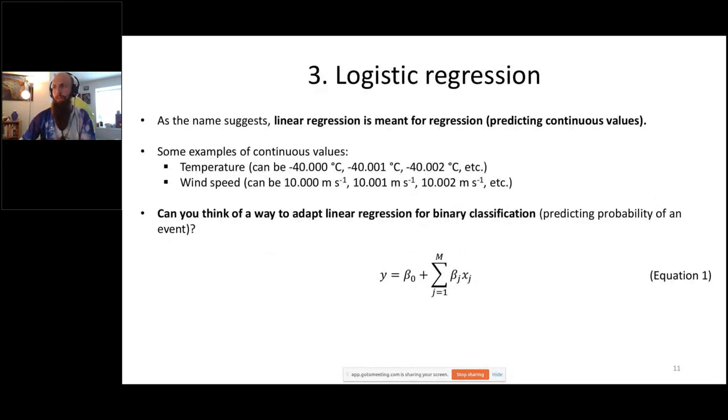Okay, so section three is on logistic regression, which is a generalization of linear regression that does classification. So if you're trying to predict the probability of a binary event such as tornado or no tornado, you can end up using logistic regression instead of linear. But before I jump into that, are there any questions? I know I've thrown a lot of technical stuff at people in the first 20 minutes, so I want to make sure I haven't lost anyone.